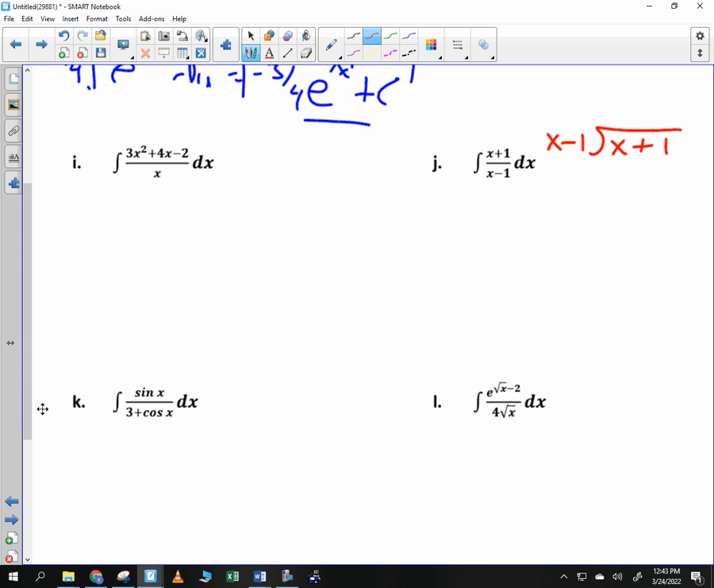x times what is x? 1. Multiply back through. 1 times x is x. 1 times negative 1 is negative 1, and I subtract. What's x minus x? 0. What's 1 minus negative 1? 2. So we have a remainder of 2, correct? Do you remember how you write the remainder? It's 1 plus 2 over x minus 1.